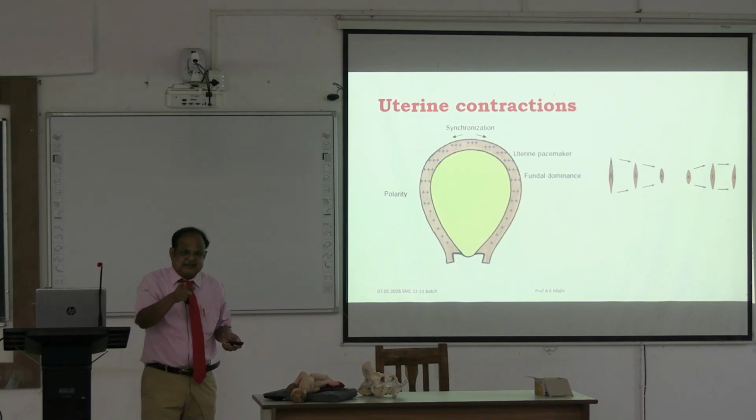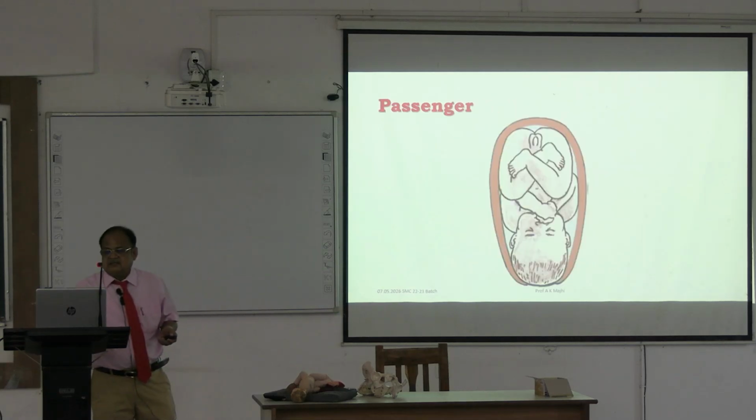And another term is retraction. Retraction means that after the delivery of the baby, the uterus is permanently contracted. That is called permanent contraction. There is no regaining of the previous size. That is called retraction. So that is the difference between contraction and retraction.